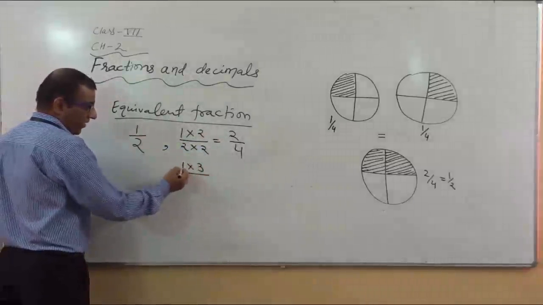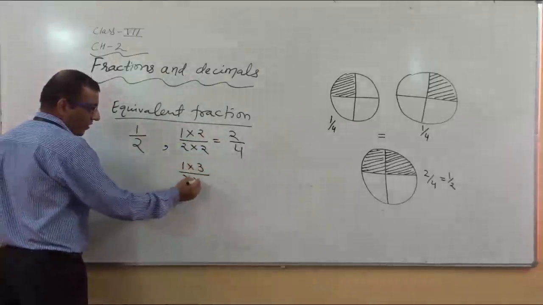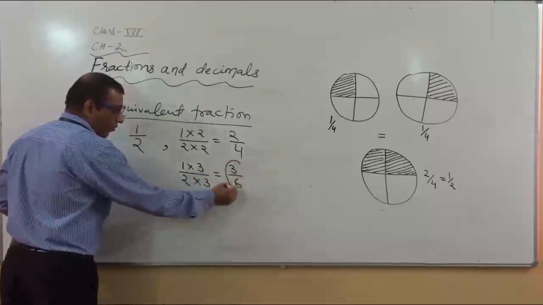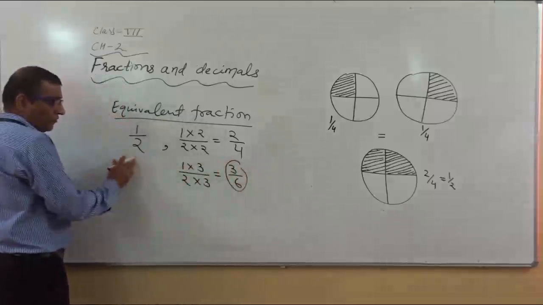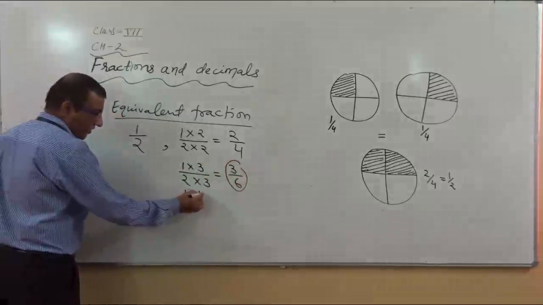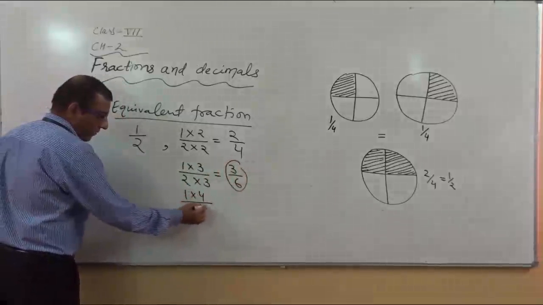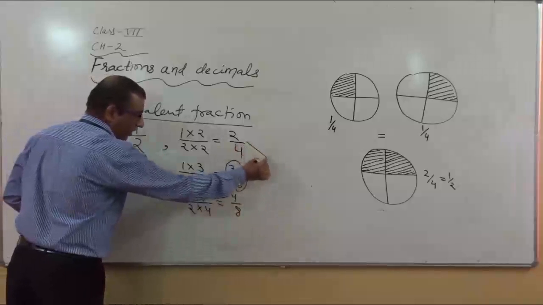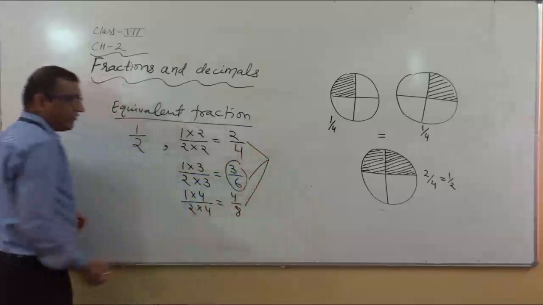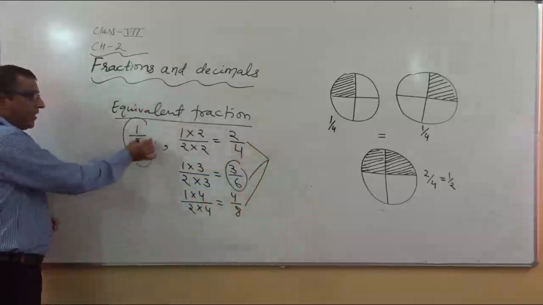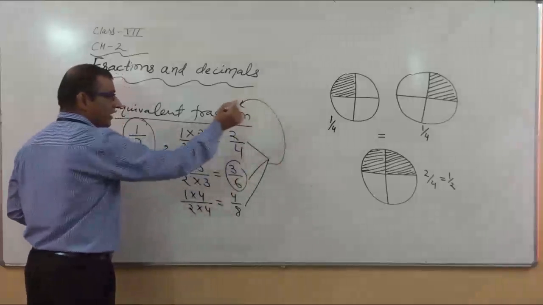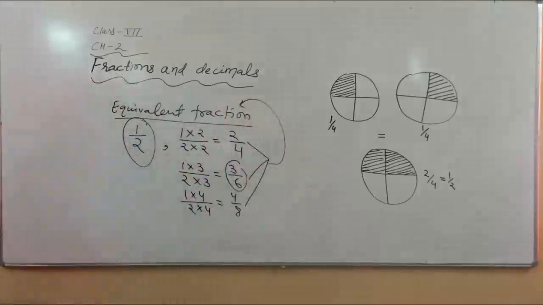If you multiply the numerator by 3 and the denominator by 3, then you will get 3 upon 6. And when you solve it, again you will get 1 upon 2. In the next step, if we multiply by 4, we will get 4 upon 8. So if we solve all these fractions, again we will get 1 by 2. All such types of fractions are known as equivalent fractions. This is the concept of equivalent fraction.